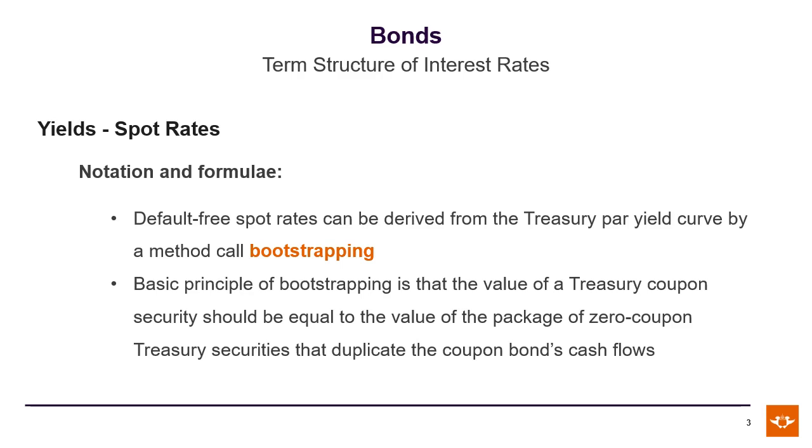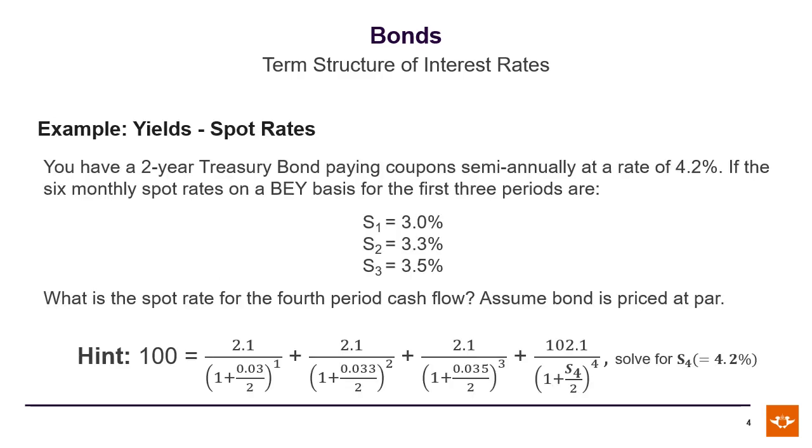We're now going to look at an example in which we're going to demonstrate the bootstrapping method. You have a 2-year treasury bond paying coupons semi-annually, that is every 6 months, at a rate of 4.2%. If the 6-monthly spot rates on a bond equivalent yield basis for the first 3 periods, so the first 3 6-month periods, are 3%, 3.3%, and 3.5%, they want you to tell them what the spot rate for the 4th period cash flow is. Now we're assuming this bond is priced at par and the par value is 100.